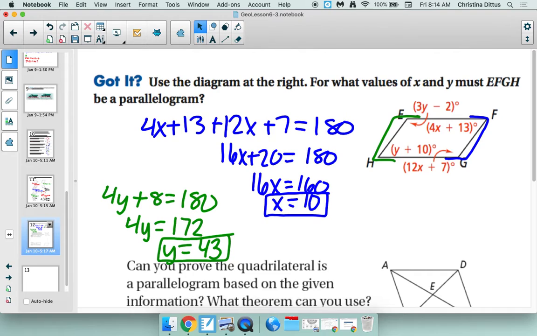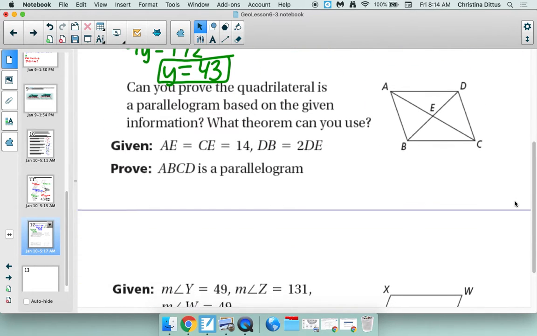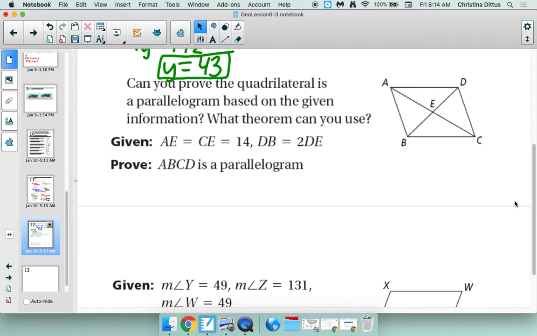Questions? Alright. It says, can you prove that I have a parallelogram based on the information? What theorem can we use? Theorem is just kind of walking through like opposite sides are equal or all that stuff.